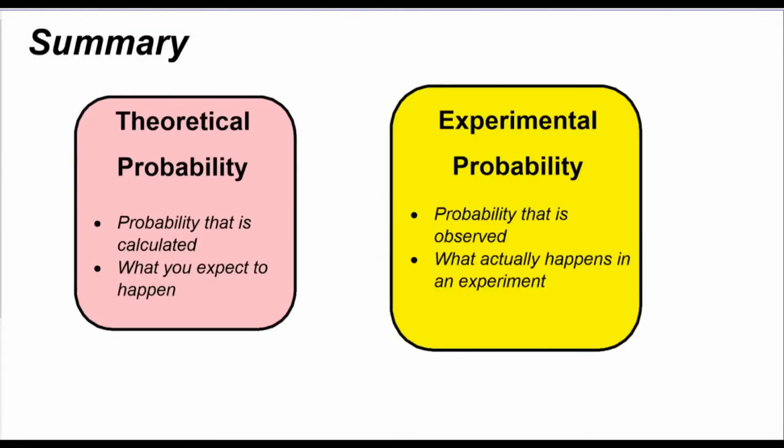So in summary, we've got two different types of probability. Theoretical probability. This is probability that is calculated. We don't actually have to perform an experiment to do this. We just take the number of favorable outcomes and compare it to the total possible outcomes. It's what we would expect to happen in theory. And then there's experimental probability. This is probability that you have to actually observe. You have to do an experiment to find it, and it's what actually happens when you do an experiment. It's what you observe actually happens.